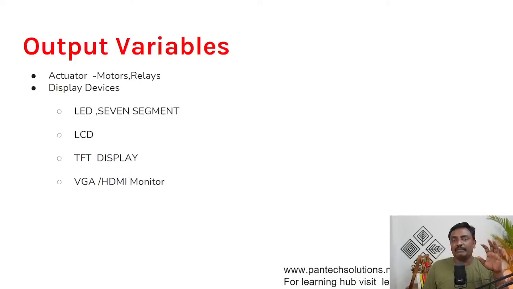And for output variables, you can interface actuators, relays, and motors to the microcontrollers or a DSP processor, or you can interface display devices. LED is a display device, 7-segment is a display device, and LCD, liquid crystal display, is a display device.